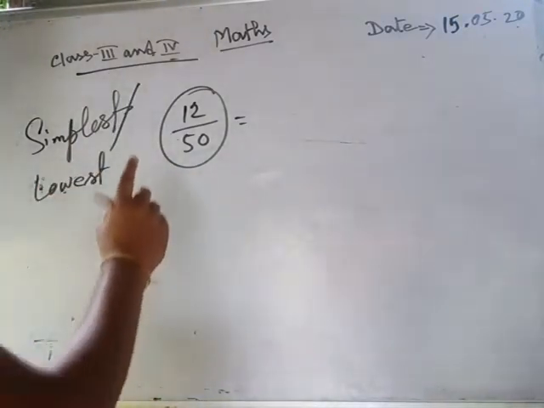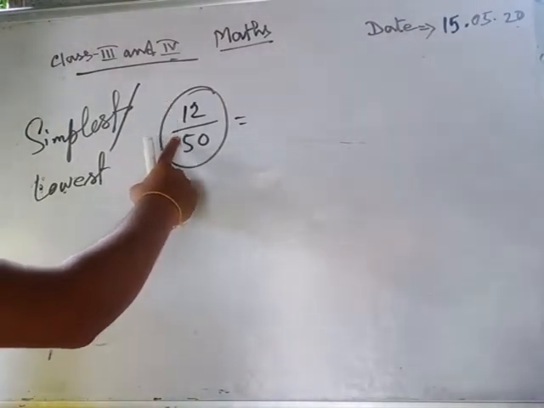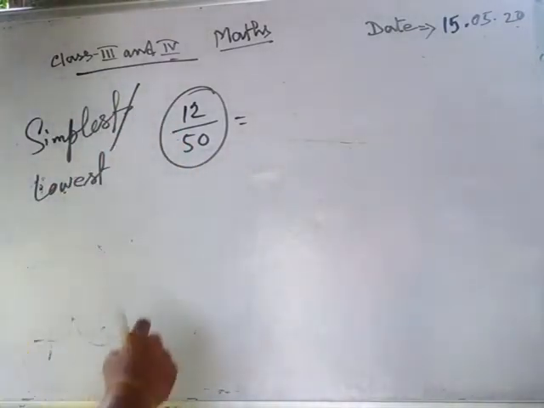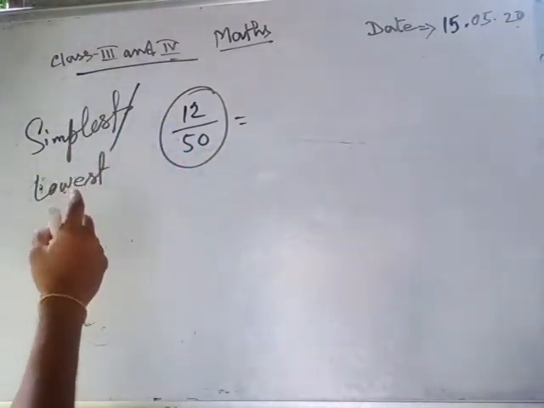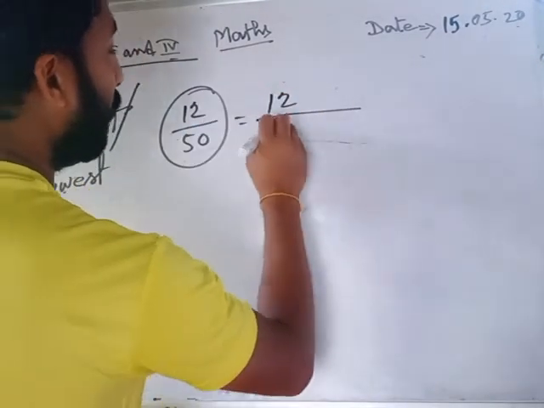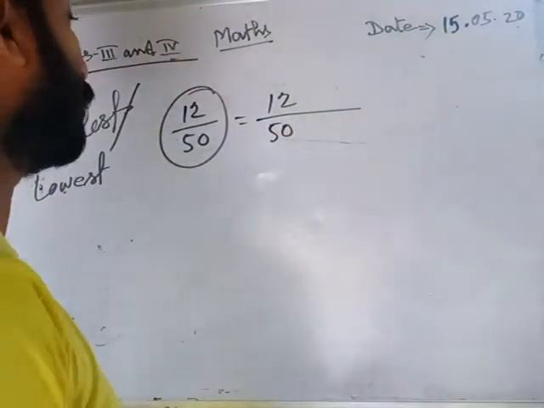If the denominator and numerator are divided by a particular number, that is called the lowest form. How many times? If it is possible 5 times, 6 times, 7 times, you should do it.